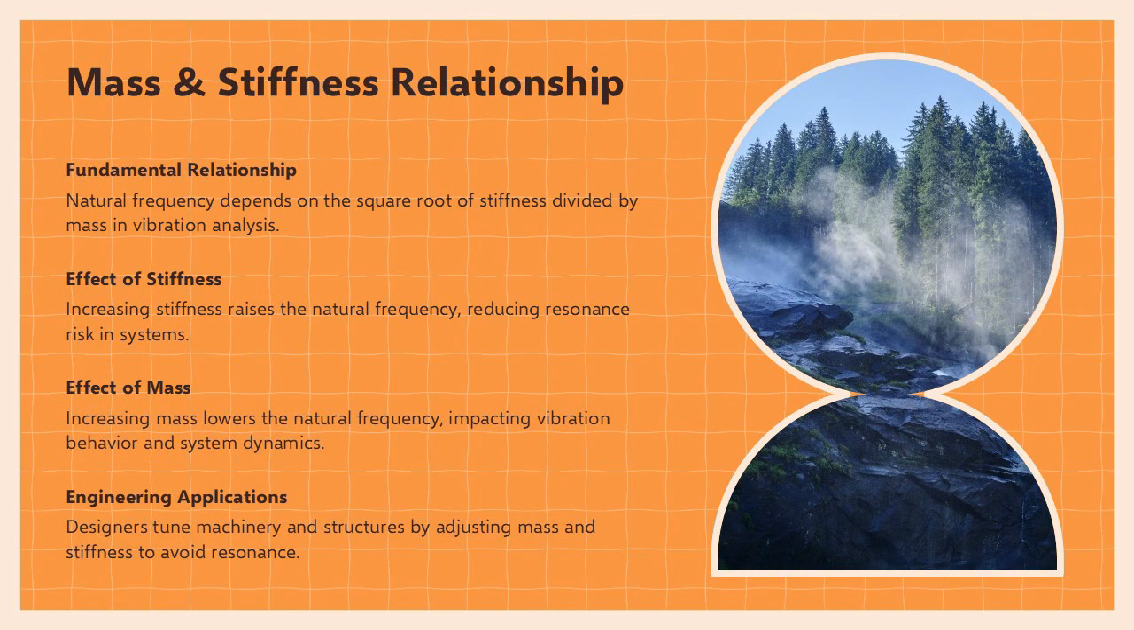The mass-stiffness relationship is fundamental in vibration analysis, as natural frequency is proportional to the square root of stiffness divided by mass. This slide explains this relationship in depth, using conceptual examples to illustrate how increasing stiffness raises natural frequency while increasing mass lowers it. This principle is critical for predicting resonance and designing mitigation strategies.